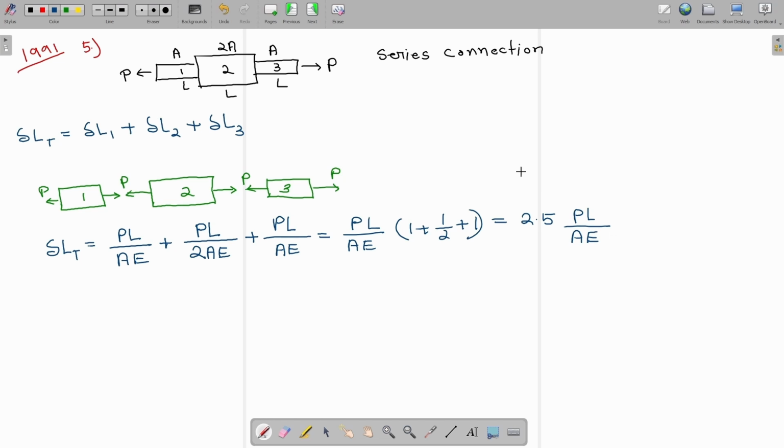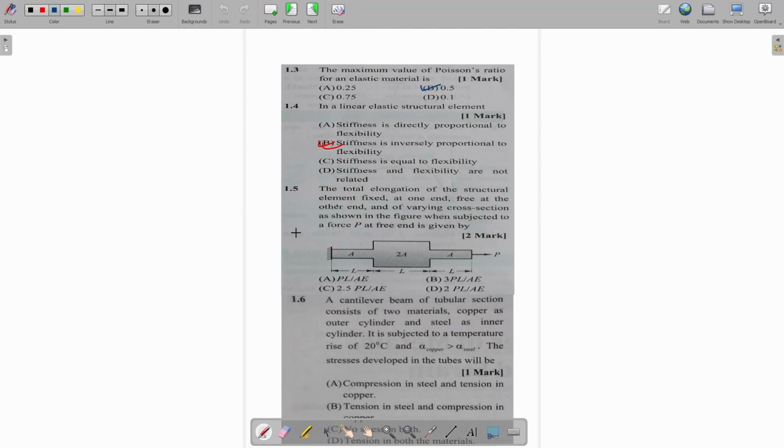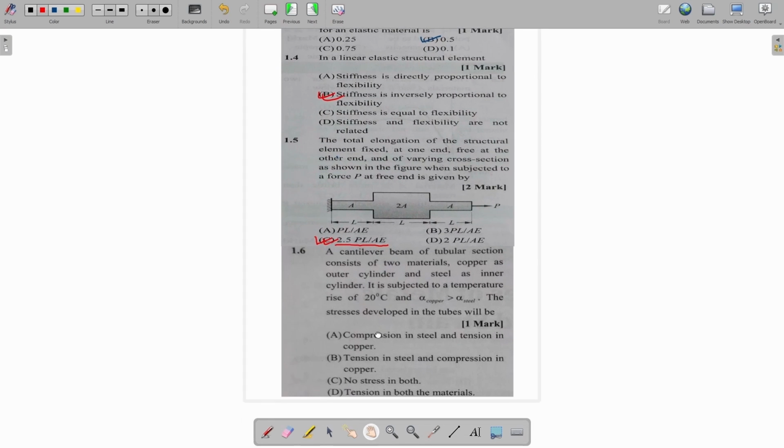Okay, so let us check the options first. Here it is, option number C, 2.5 PL by AE. Now for question number 6.